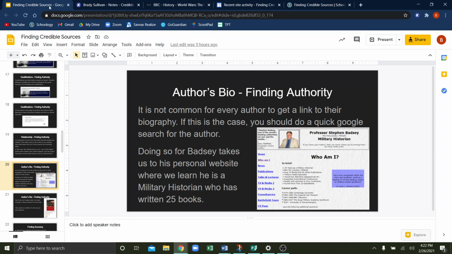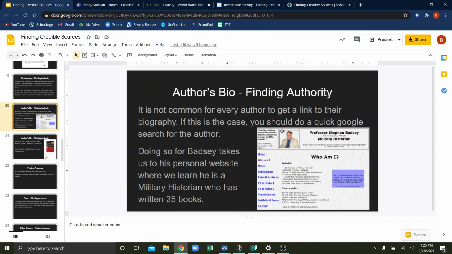Okay, and then also, if we didn't find this, About the Author sections are actually pretty rare. So if we did not find this, we would be able to do a very quick Google search of Stephen Badsey. And you see here on this slide, I did just that and took a screenshot of his website. It has "Who am I?" and here, in real small text, it says he spent 25 years as a military historian. It tells you all the schools he went to and blah blah blah.